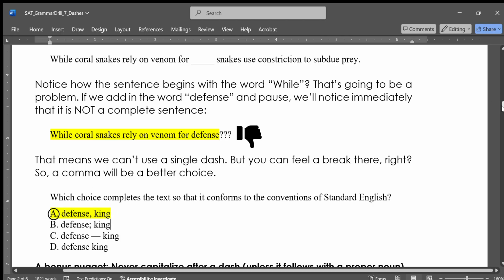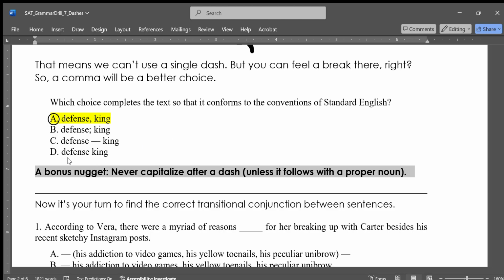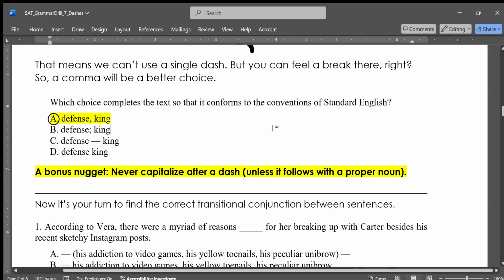So here's a little bonus nugget for you. You never capitalize after a dash, unless it's a proper noun, like a person's name or something like that. But otherwise, you never capitalize after a dash. A little side note for you.